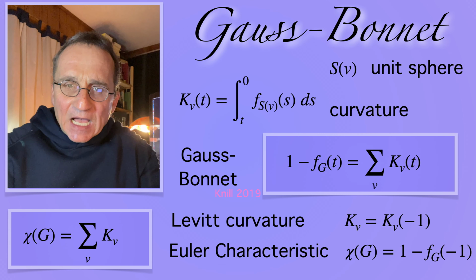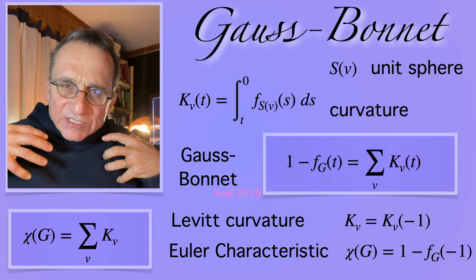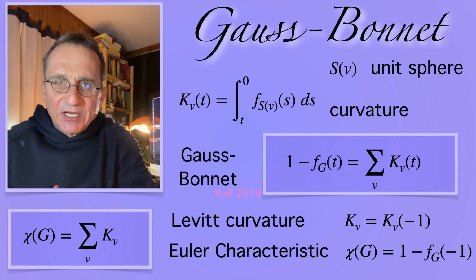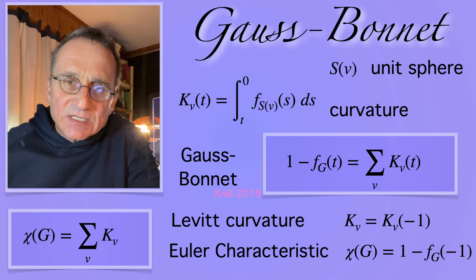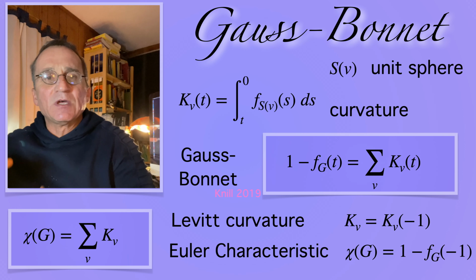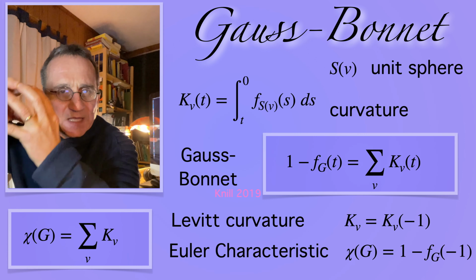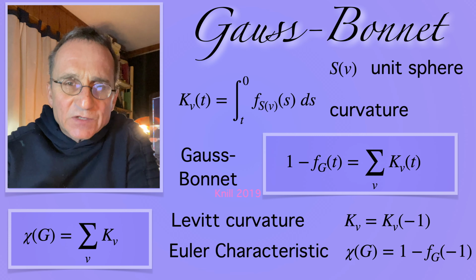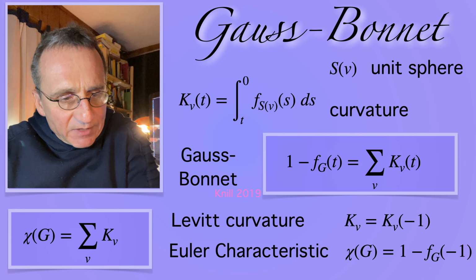And then I proved the Gauss-Bonnet last year. The most elegant way to prove general Gauss-Bonnet in arbitrary dimensions is to formulate it with respect to these f functions. To get the curvature at a point, you take the unit sphere, take the f function of that unit sphere, and take the antiderivative. That gives you the curvature function, and these curvature functions add up to 1 minus the simplex generating function.